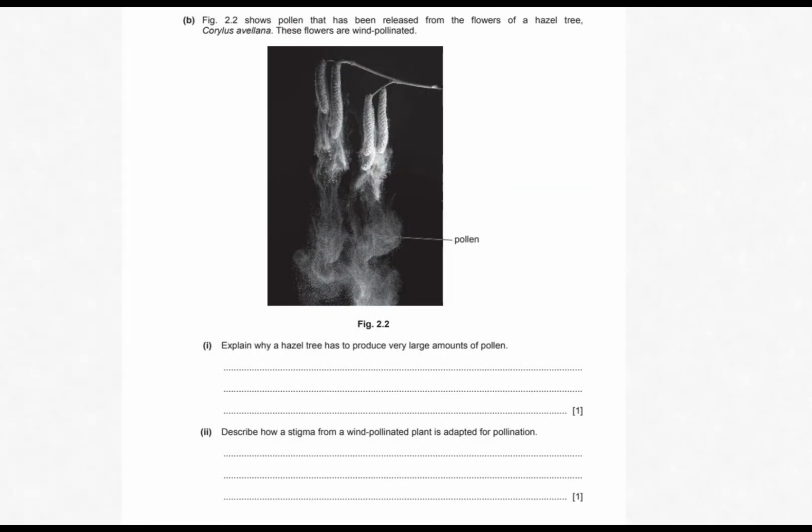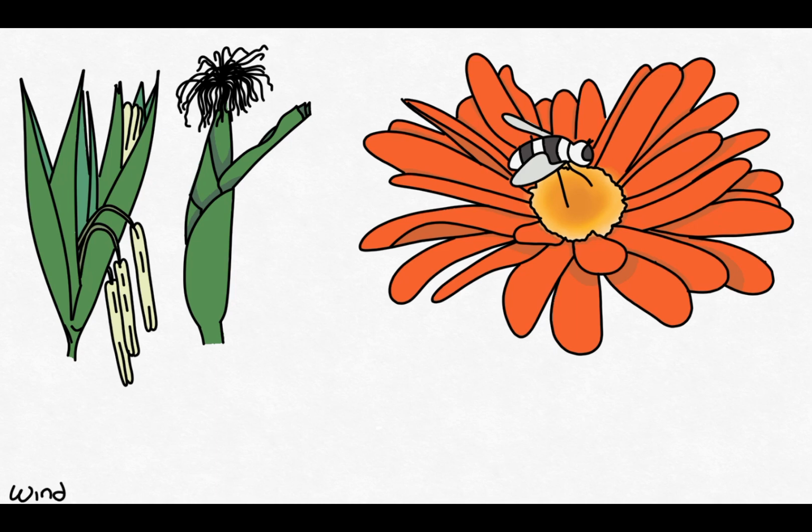On the next page, we have question B. It states that figure 2.2 shows pollen that has been released from the flowers of a hazel tree called Corylus avellana. These flowers are wind pollinated. Before we start with the questions that follow, let's look at different pollination methods. The two pollination methods that we'll be looking at are wind pollination, and here we will use maize as an example, and then also insect pollination, and here we're just going to use a normal flower as an example.